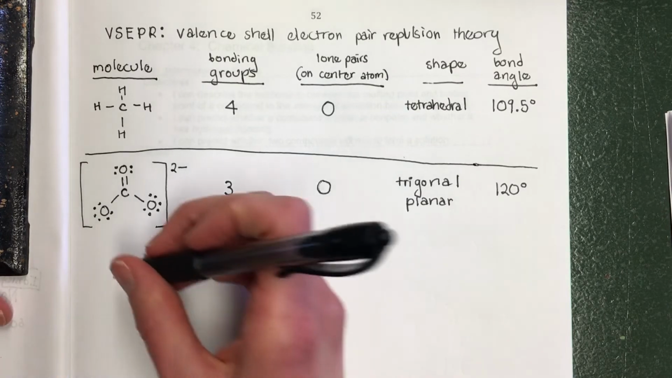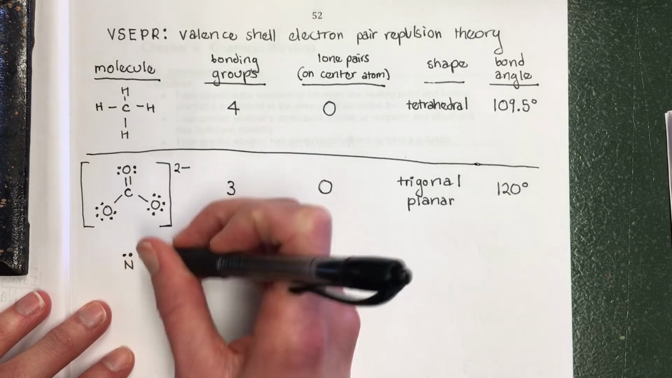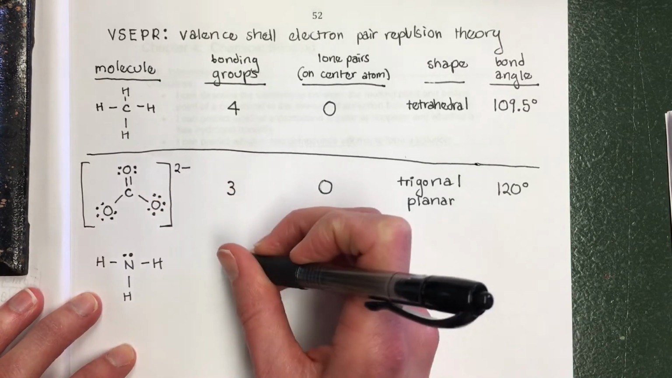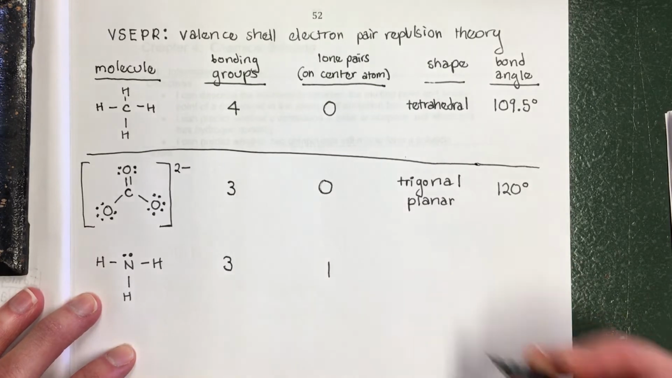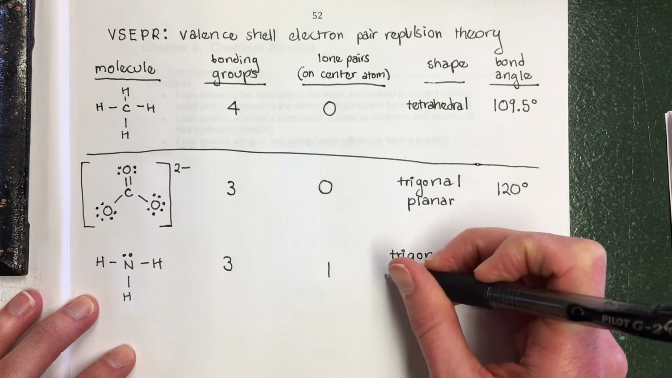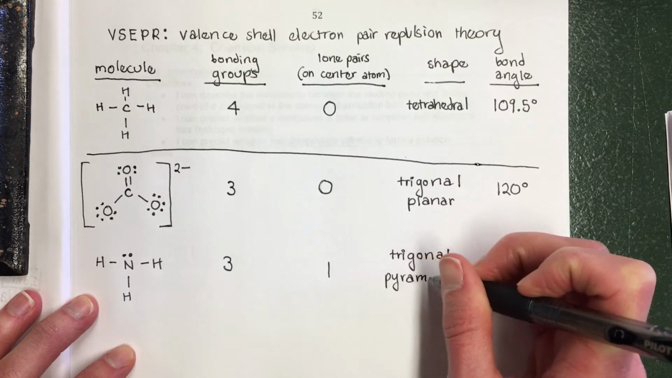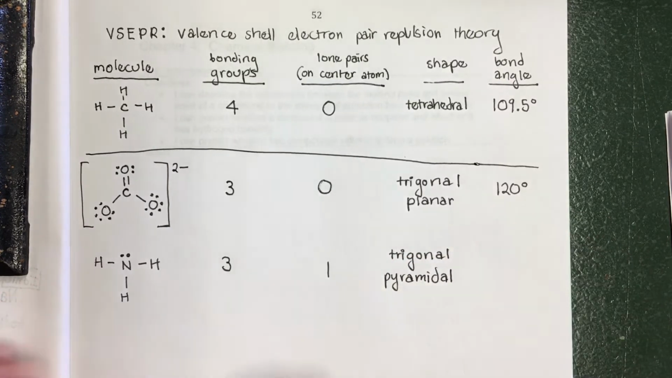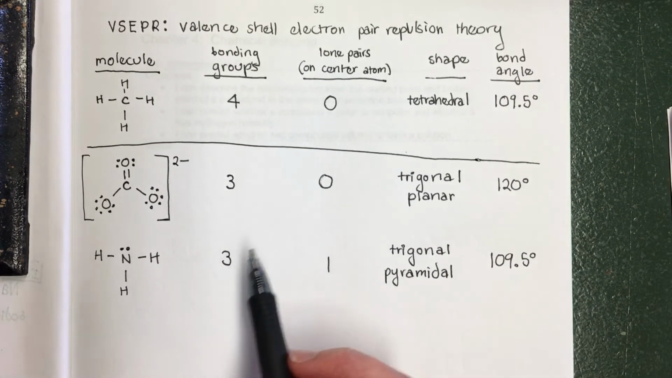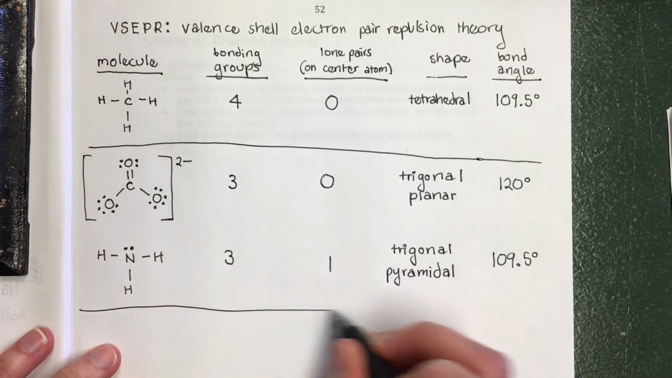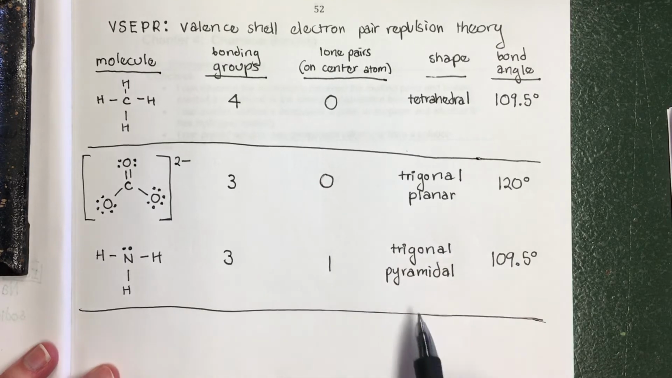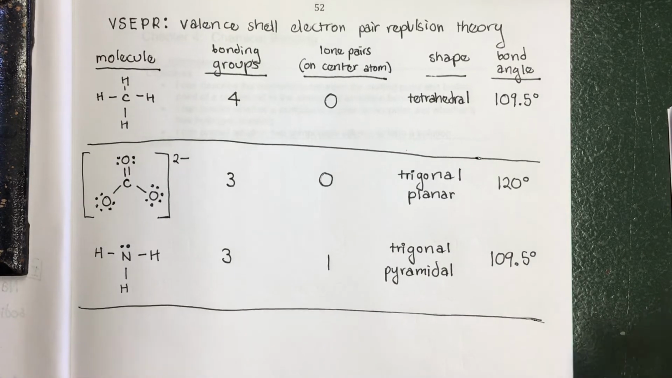Okay, let's do another molecule with 3 bonds. But this one has a lone pair at the top. So it's got 3 bonding groups, 1 lone pair. This one is called trigonal pyramidal or pyramidal, depending on how you want to pronounce it. And it has an angle of 109.5. So if you have 3 bonds, there's 2 options here. If you do not have a lone pair on the center atom, it's trigonal planar. If you do, it's trigonal pyramidal. And those are the only two options.